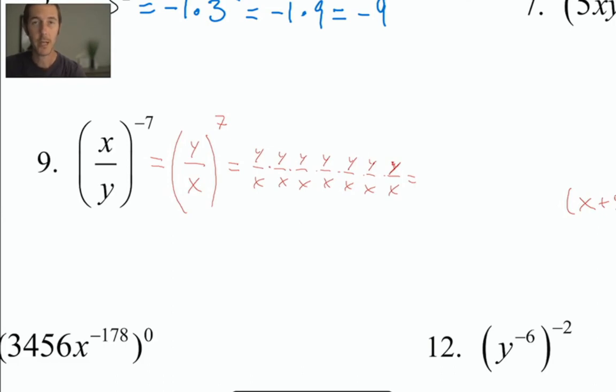Now, how do you multiply fractions? The answer is you multiply the numerators times each other, which is y times y times y times y, 7 times, which can be consolidated into y to the 7th. Apply the same property to the denominator, multiplying all those denominators together. So a little reminder for you on how to multiply fractions. y to the 7 over x to the 7.